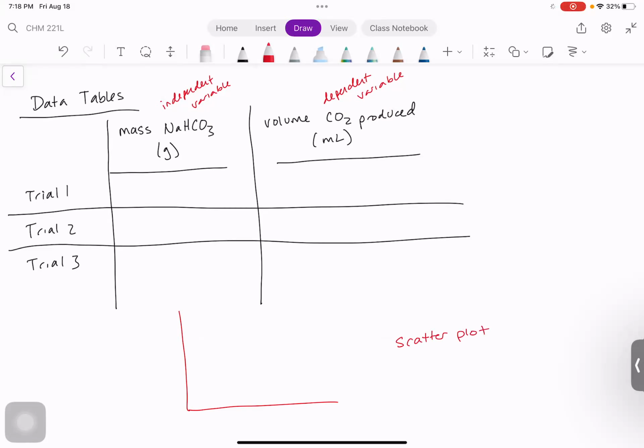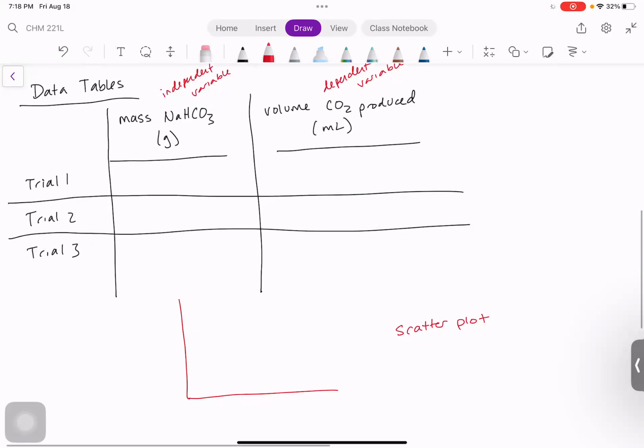So after we get our data, we're going to be generating a scatter plot in Excel, and we'll go through how to do that in class. So when you generate a scatter plot of data like this, your independent variable will go in your x-axis, and your dependent variable will go along the y-axis. So each set of data, I'll just put in some made-up data here. Say I got 0.105 grams, and that produced 12 milliliters. Note that I've got the units in my header, so I could also write them next to my values here, but I'm just going to leave them in the header.